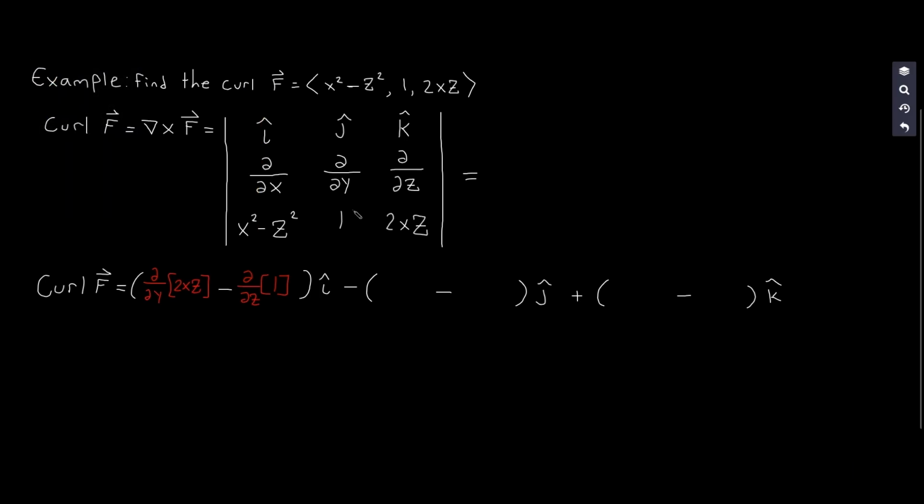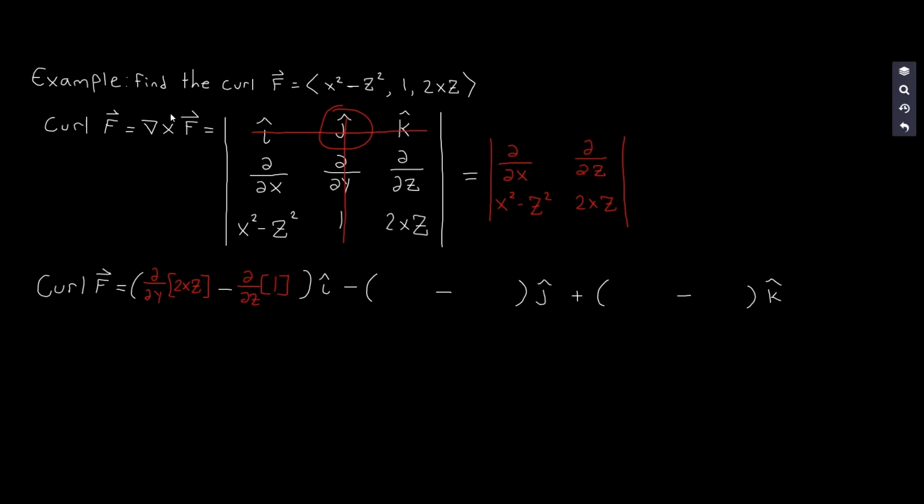Then I'm gonna move on to our j hat. I'm gonna circle it, cross off what we have vertically, cross off what we have horizontally, and then I'm gonna be left with this. And then I'll calculate the determinant. I already know I'm gonna need more room. Hold on. The determinant, so what is this? The partial derivative with respect to x of 2x times z, right?